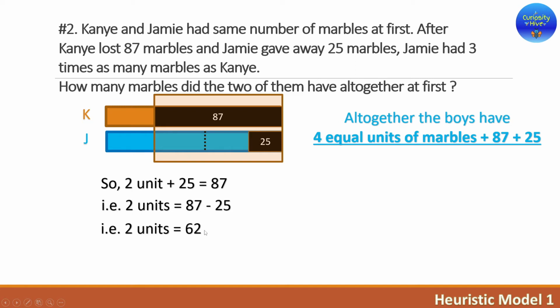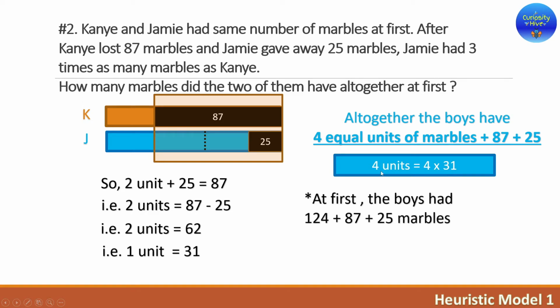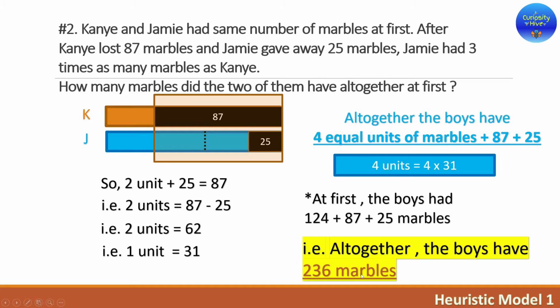Now, to find 1 unit, I need to divide 62 by 2, which will give me the answer as 31. So, each of these units is 31. Now, I should find the 4 equal units of marbles plus 87 plus 25. So, the 4 equal units are 4 times 31, which is 124. Hence, altogether, the boys had 124 plus 87 plus 25 marbles. So, the answer is the boys have 236 marbles altogether.